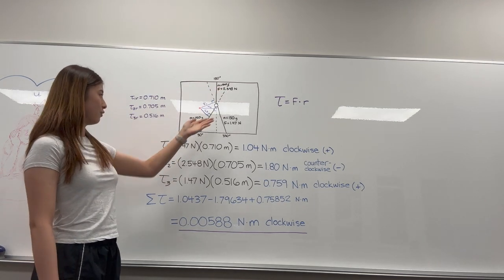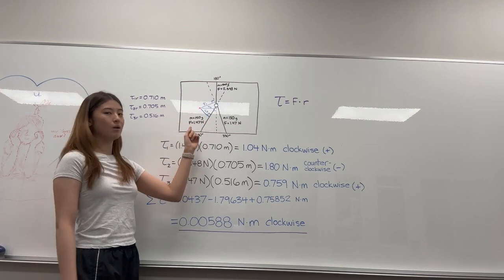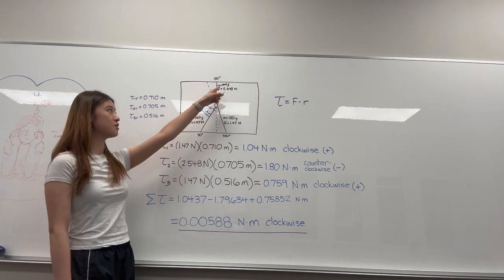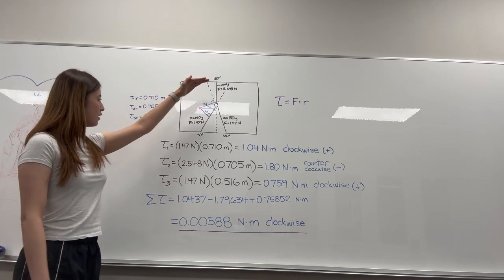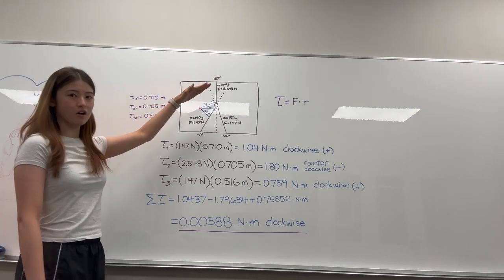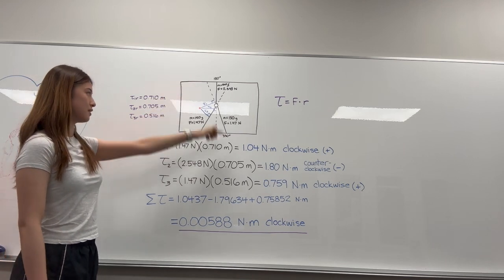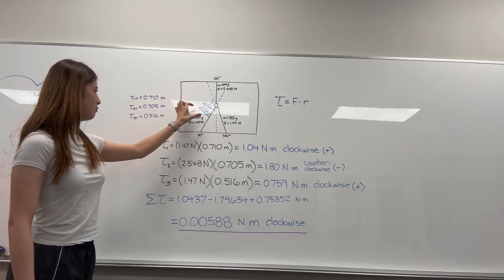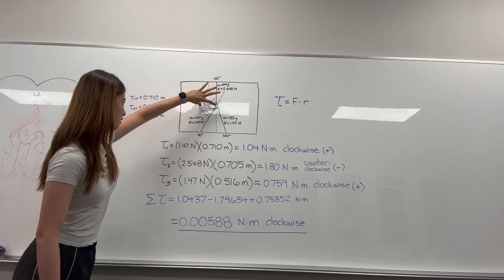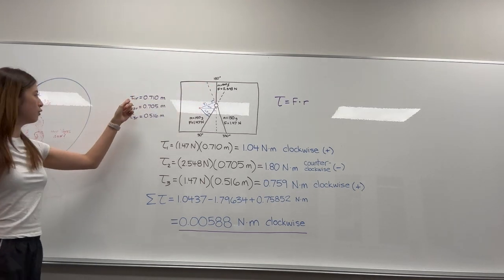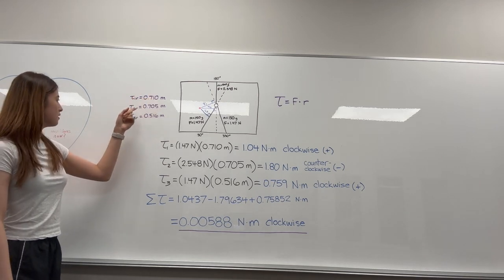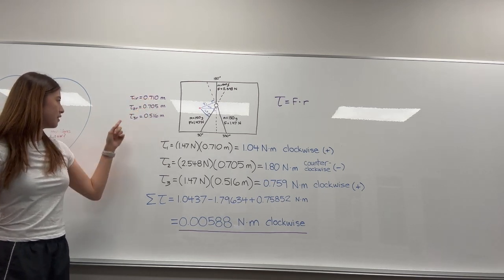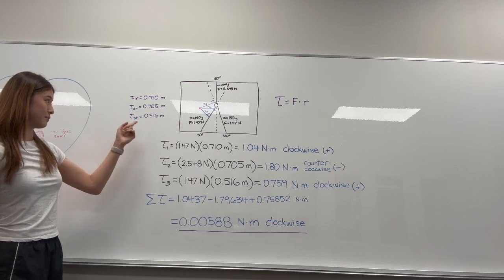After that, we found the forces of each of them. So these two were 1.47 newtons, and this one was 2.548 newtons. After that, we drew the lever arms, which are perpendicular to these lines of action, and then we measured the distance of these radii. So for the first one, we got 0.710 meters. The second one was 0.705 meters, and the third one was 0.516 meters.